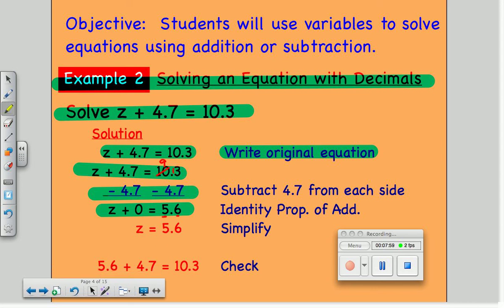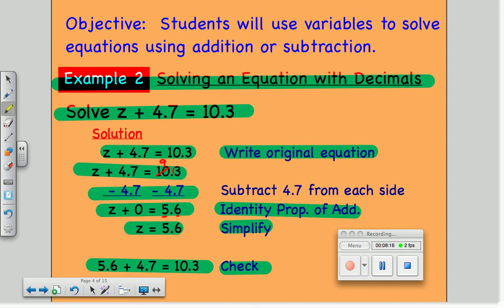Now that I know that z is 5 and 6/10, I can replace z for the number 5 and 6/10 in my original equation. So in the original equation, 5 and 6/10 plus 4 and 7/10 does in fact equal 10 and 3/10. So it checks. Okay, make sure you get all this down as well, please, so you know exactly what you're doing.